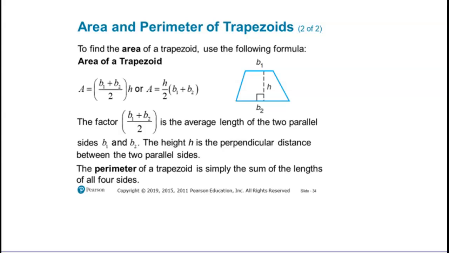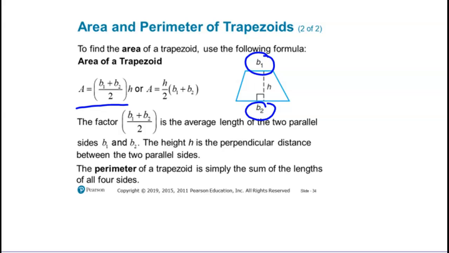Looking at the area and perimeter of trapezoids now, this is a different beast, but it still makes sense when you think about it. We've got this fancy looking formula over here: A equals the quantity B sub 1 plus B sub 2. B sub 1 is the shorter length and B sub 2 the longer length, and it could be vice versa also.